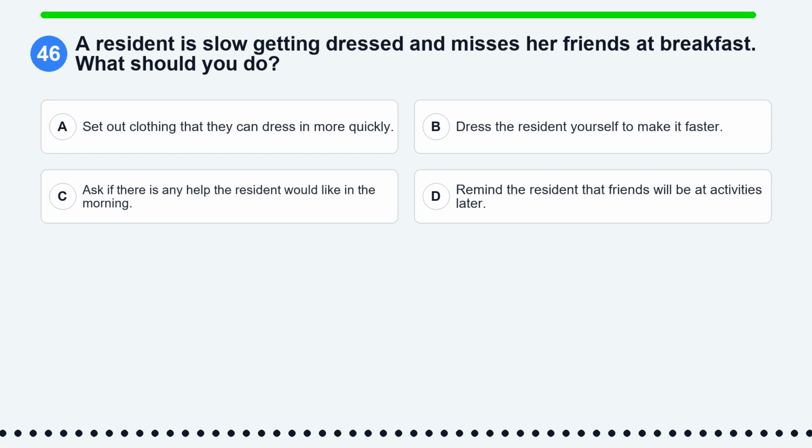Question 46. A resident is slow getting dressed and misses her friends at breakfast. What should you do? Option A, set out clothing that they can dress in more quickly. Option B, dress the resident yourself to make it faster.